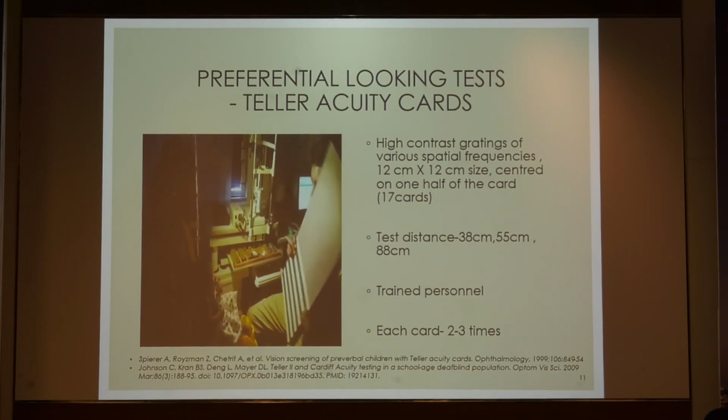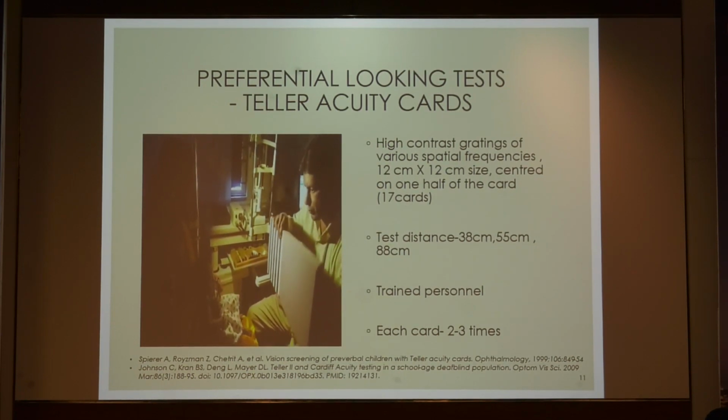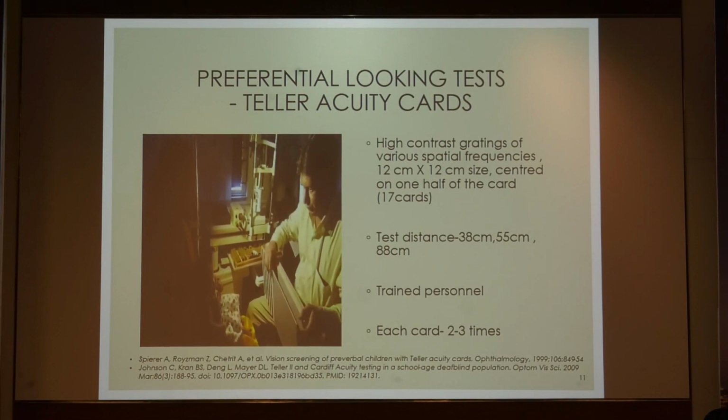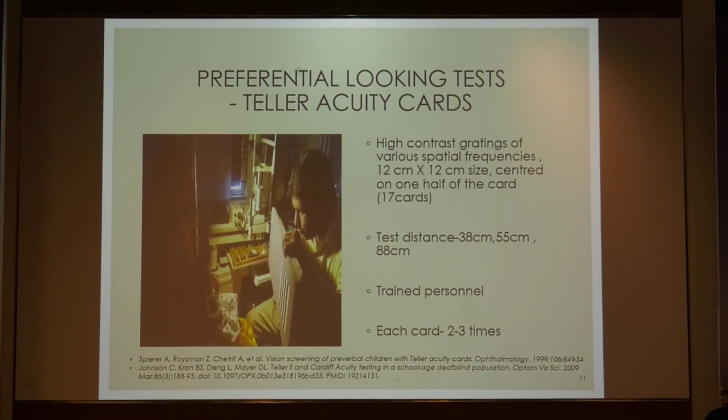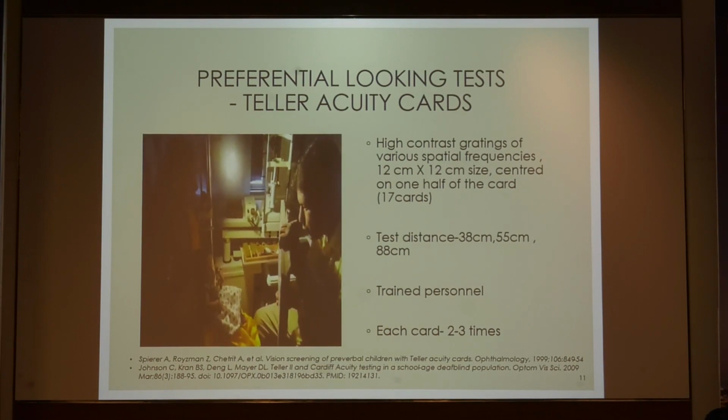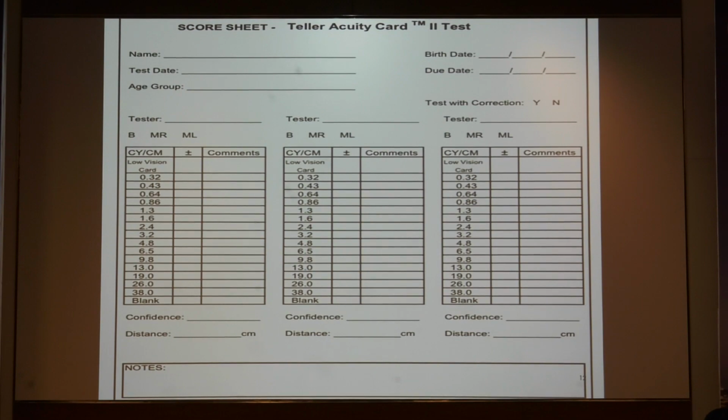So the newer charts come with a peephole, and the examiner can look at the baby or the toddler through the peephole. Distance for testing is 38, 55, or 88 centimeter. This test requires a trained personnel. This is a score sheet for Teller Acuity card. Here the details of the child are filled along with the name of the examiner, the testing distance, and the score is in cycles per centimeter of surface.